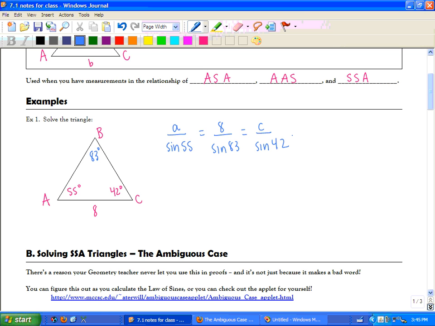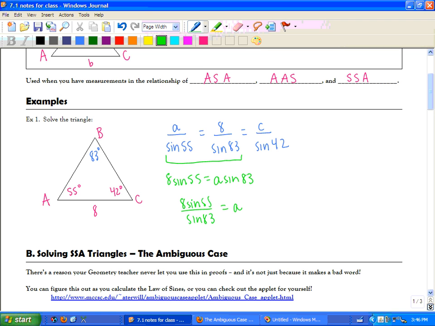And you're going to use any two of these at a time and cross multiply. So if we go with the first pairing, if we cross multiply that, we'd have 8 sine 55 equals a sine 83. So from here, divide both sides by the sine of 83 to get the little a by itself. And you could change this into a decimal and figure out what the sine of 83 is as a decimal, but the more you round, the less accurate your answer is going to be.